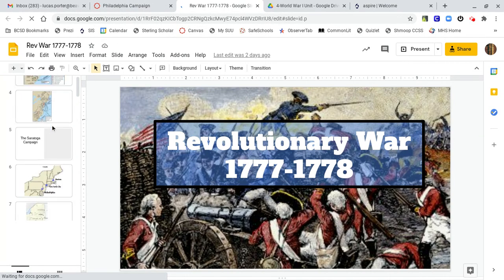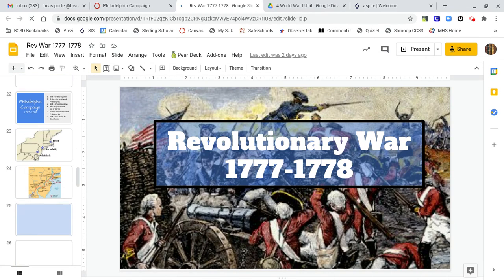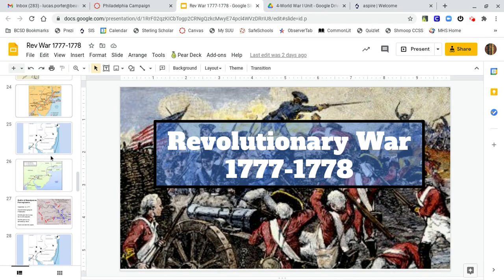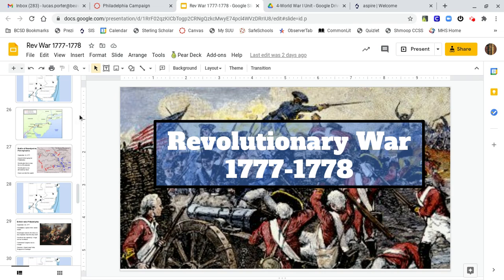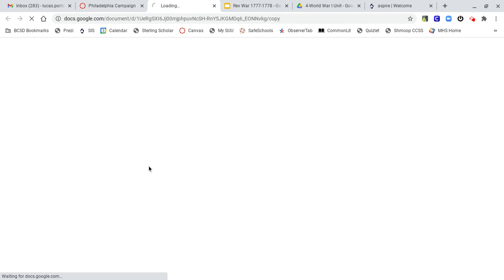I'm not going to go through and explain everything because it's got tons of information on the slideshow. You can learn about it there. What I want you to do is figure out how to use this map. This is part of the assignment, the map. So answer the questions on the worksheet.